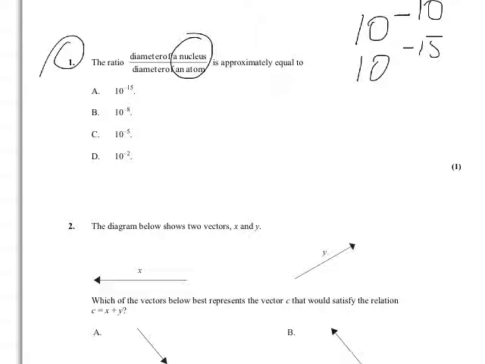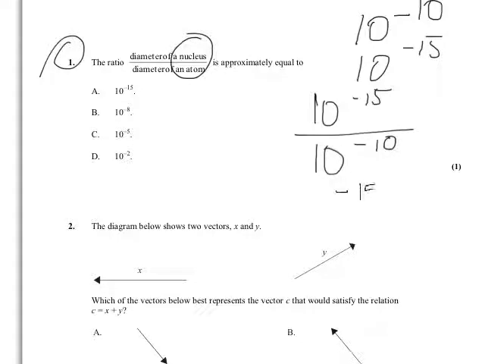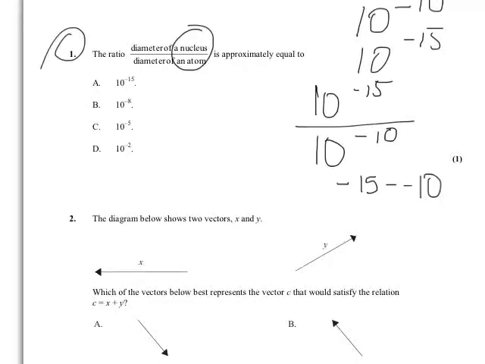So if you have to divide 10 to the minus 15 by 10 to the minus 10, what we're doing is we're subtracting indices, okay? We're subtracting indices because you're dividing. So what you end up with is minus 15 minus minus 10. You have a double minus, so this becomes a plus. So you end up with minus 15 plus 10 gives you minus 5, which is C.